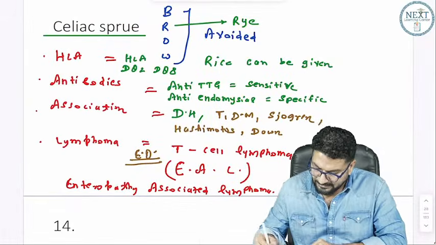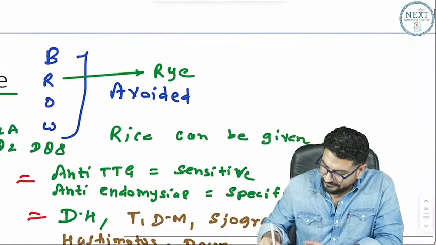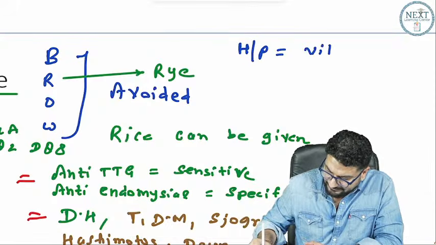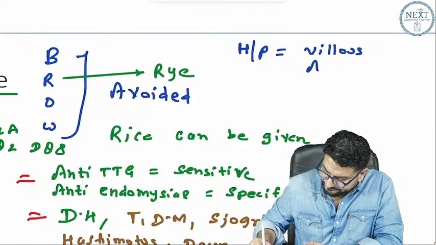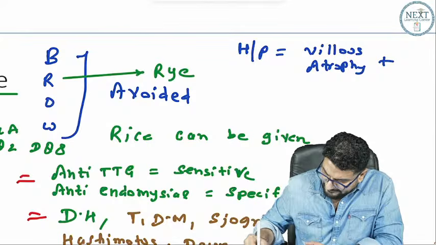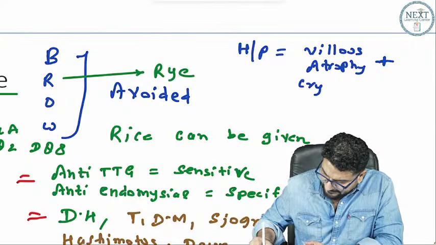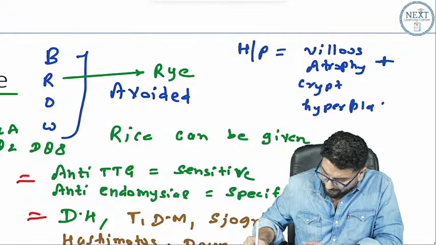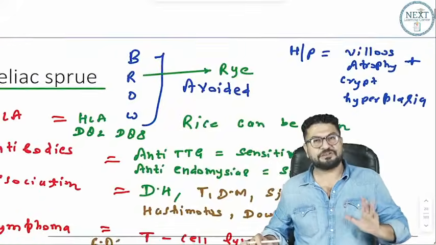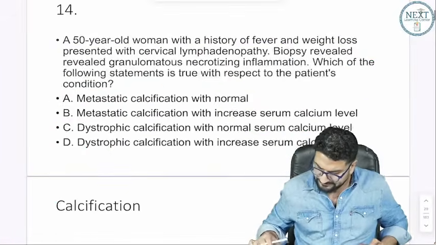And you all know how we make the diagnosis. In biopsy, what will you find? In histopathology, you will find villus atrophy and crypt hyperplasia. This will be the investigation of choice, meaning biopsy will be the investigation of choice. And this is the pathognomonic feature. Very, very important. Okay, now look at the next one.